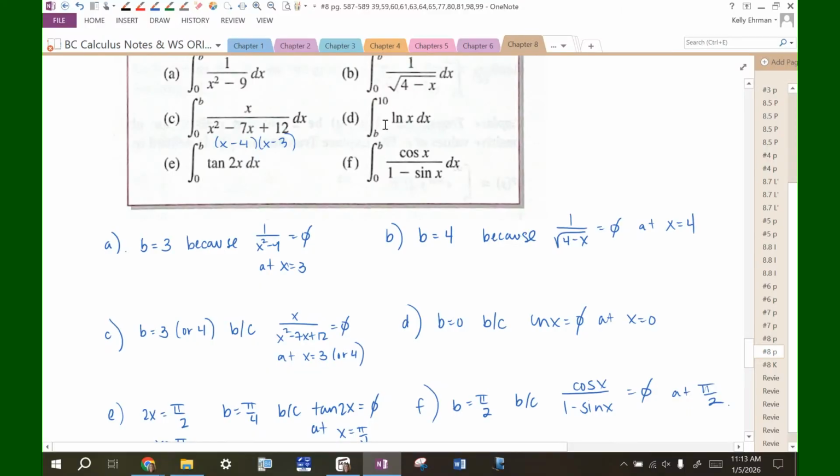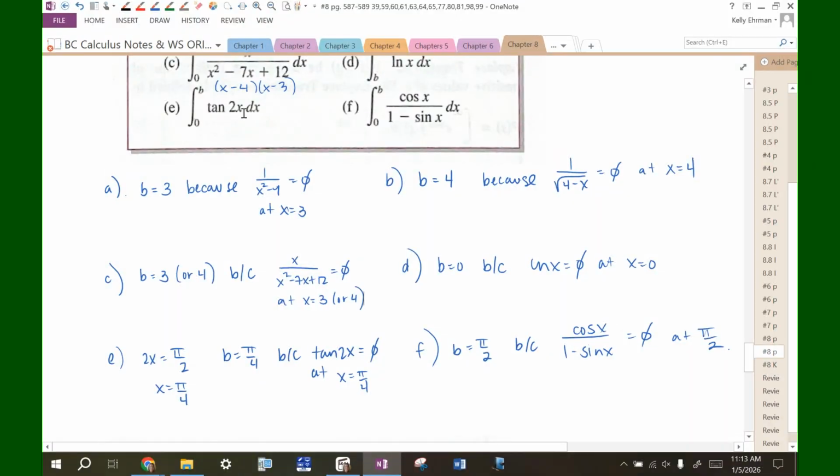For part D, if we're integrating ln of x, then b could be anything between 0 up to 1, because the natural log of x is approaching, oh no, sorry, it should just be 0. Ignore that. Because natural log as you go to 0 is undefined. It could be anything after 0, though. That's my mistake.